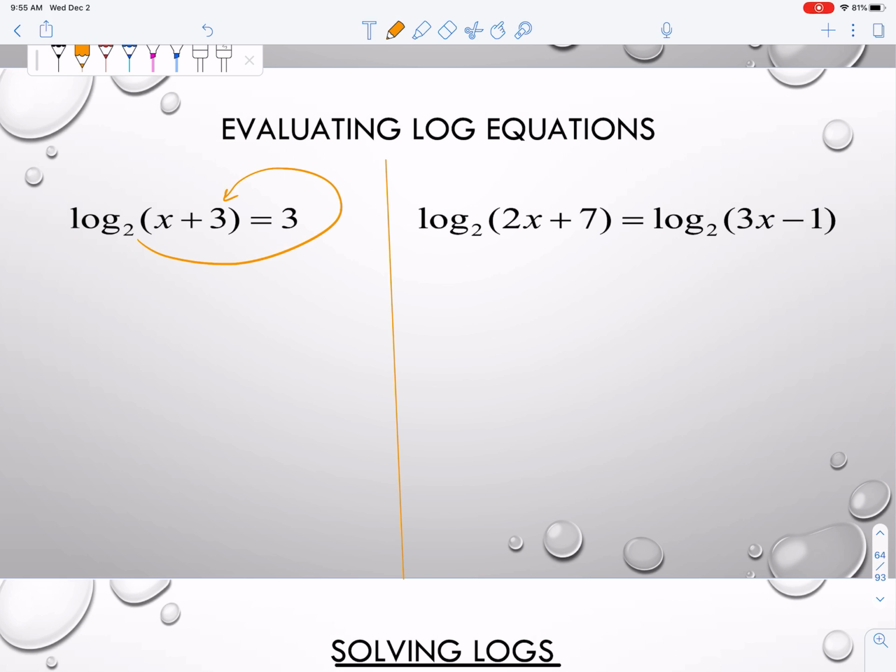When I roll the log here, I'm going to have 2 to the 3rd power equals x plus 3, or 8 equals x plus 3. And we get x equals 5. The only thing I want to do is check this x equals 5 back into my original logs. Really what I'm looking for, for extraneous solutions, here I don't have one, is making sure that this quantity is still positive. 5 plus 3 is going to give me 8. We're good to go. Okay.